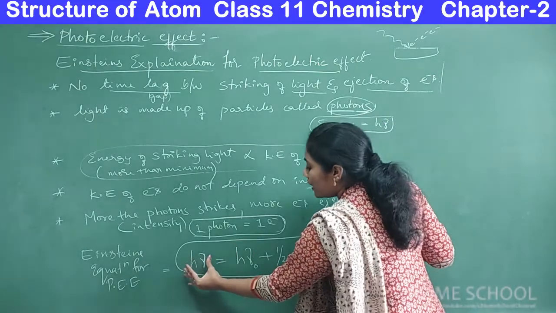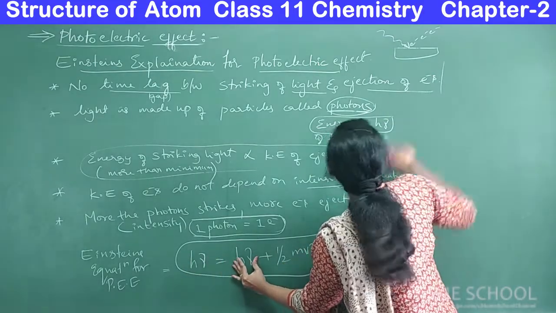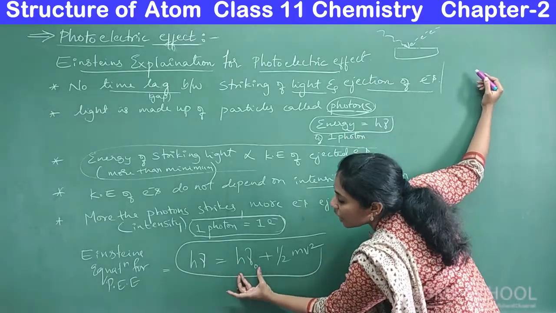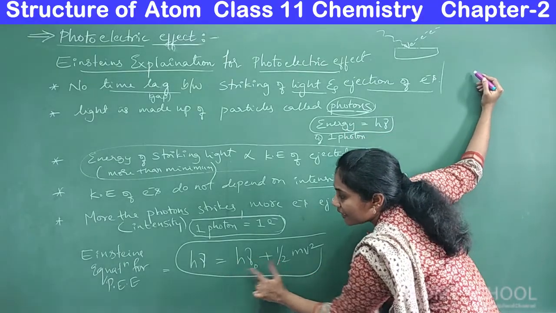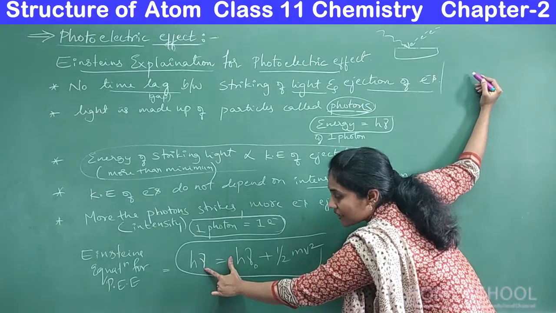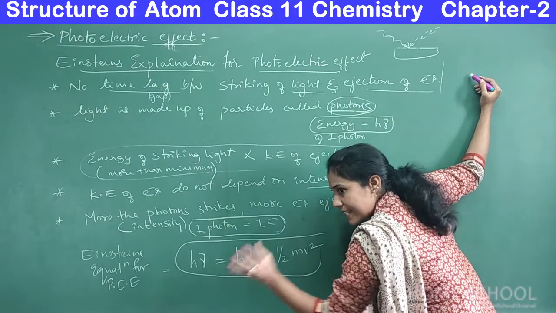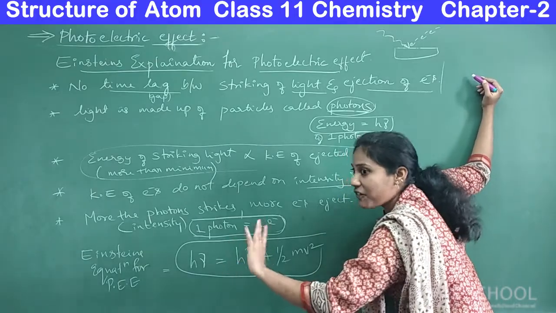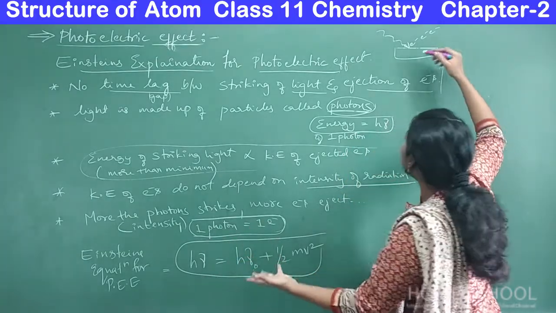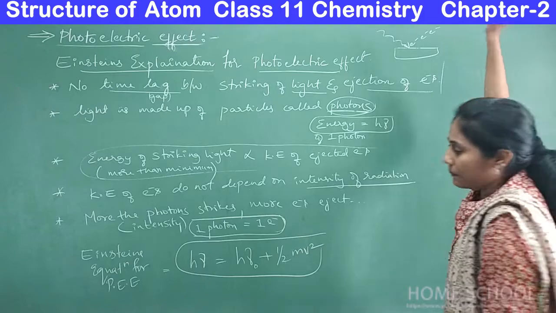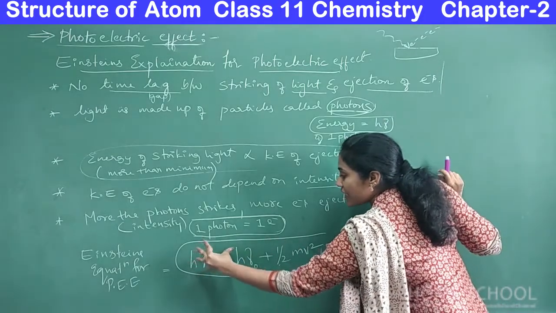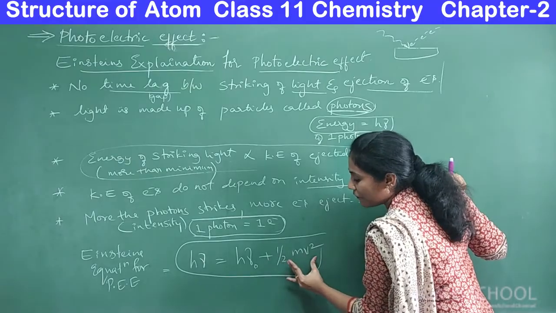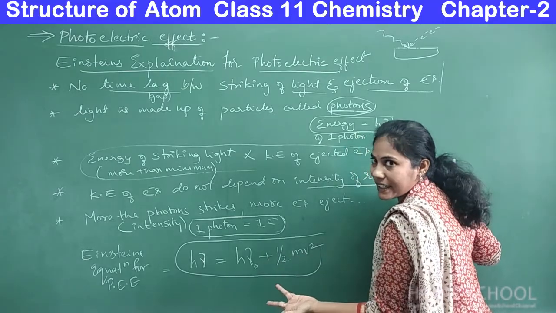Among the total energy, some energy is used for the ejection of electrons. So what is that energy? h nu naught, the threshold frequency. h nu is the total energy of radiation. Some of it is used for the work done, which is the ejection of the electron. The remaining extra energy is converted into kinetic energy. So this half mv square is the formula for kinetic energy.